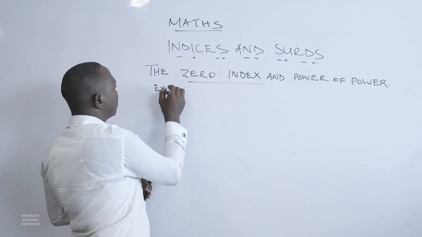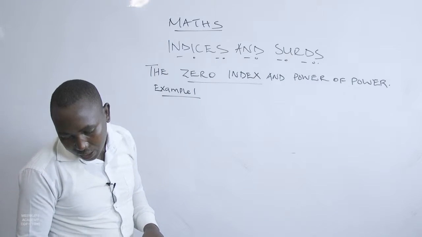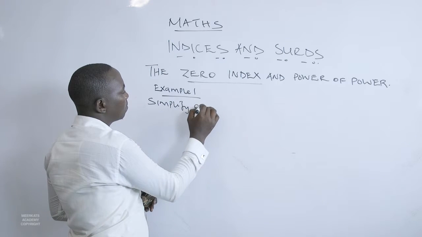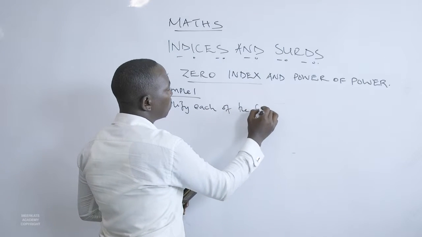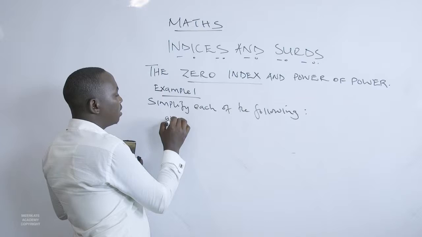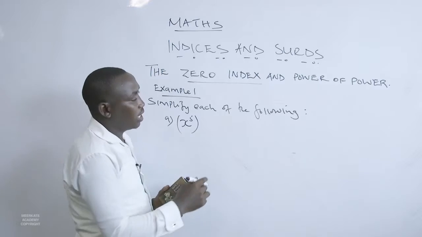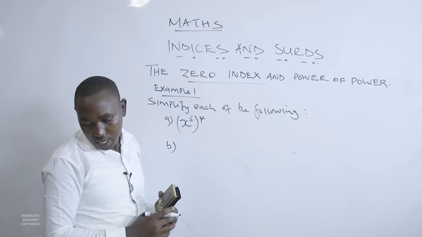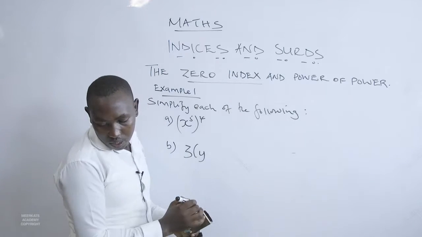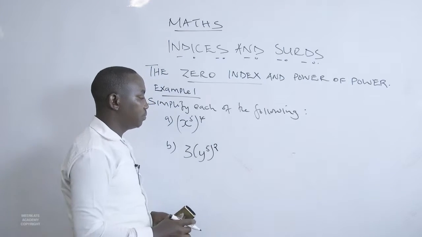Example 1. We are told to simplify each of the following. Number A, we have x raised to 5, the whole of it raised to 4. Number B, 3y raised to 5, the whole of it raised to 2.